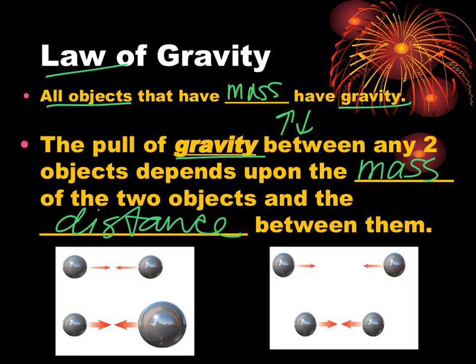So if either of those variables changes, either the mass or the distance in between, we see an increase or decrease in the gravity. And so our next part is understanding how that change will impact the gravitational force.